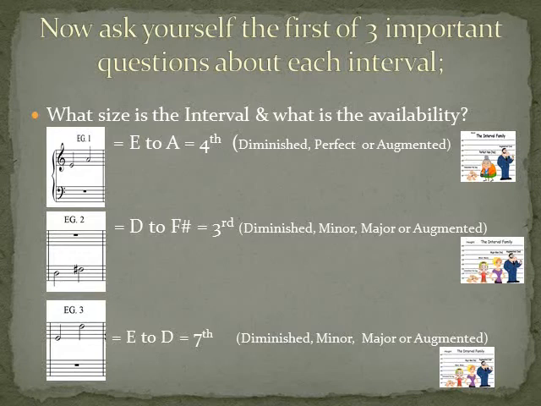Third one, lower note E, upper note D, it's a seventh, and again, can be the diminished, the minor, the major, or an augmented, but as it's not a fourth, a fifth, or an eighth, it can't be a perfect.